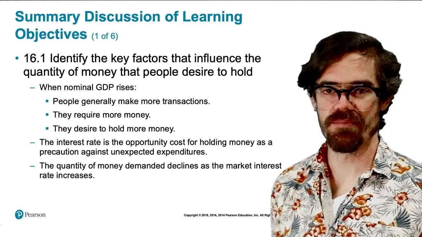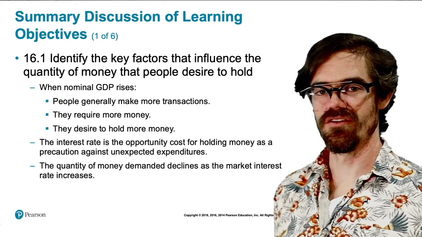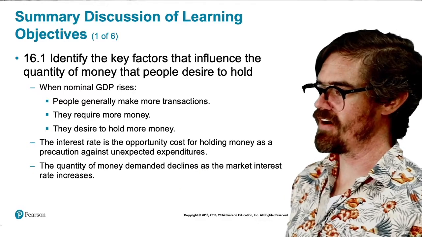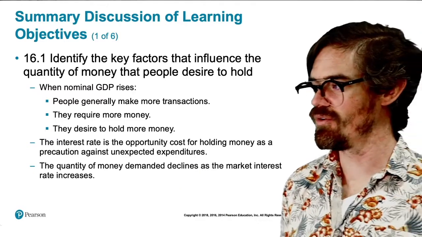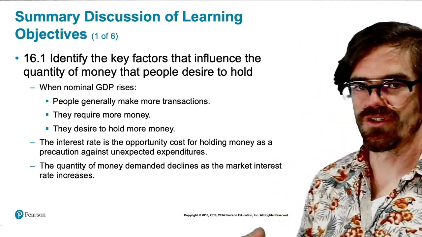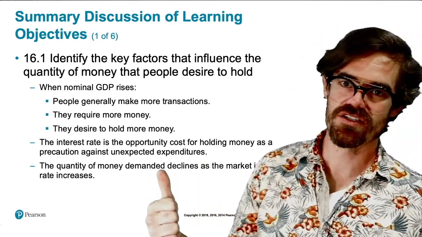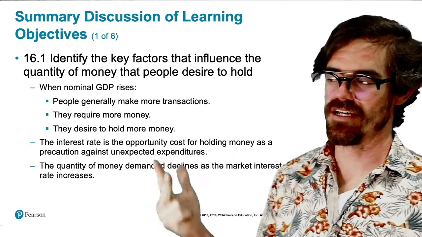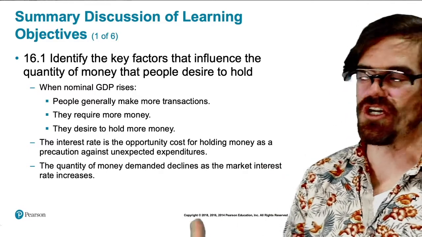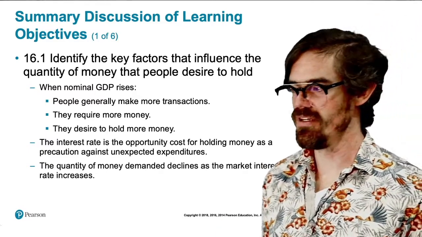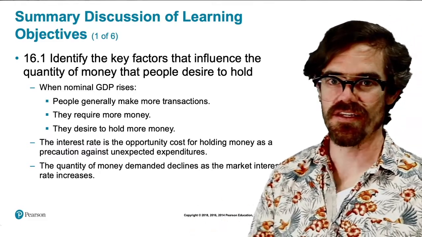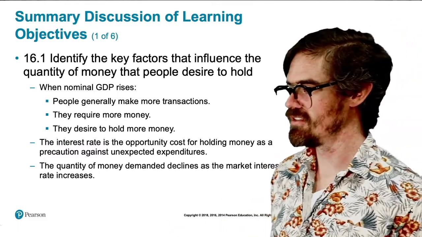All right, so just to wrap up, we'll take a look at a summary of our learning objectives. So first, we wanted to be able to identify the key factors that influence the quantity of money that people hold or that they desire to hold, so the demand for money. So of course, that had to do with transactions demand, precautionary demand, and asset demand. Now, transactions demand is related to GDP, nominal GDP, in fact. And so when nominal GDP goes up, people are spending more money, so they need more money for their transactions.